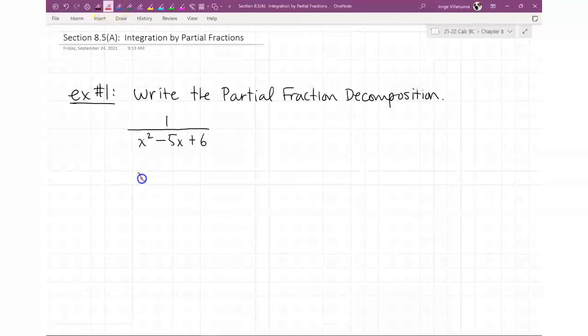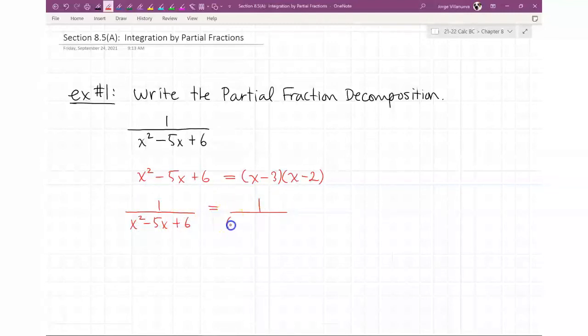Now, we know that x squared minus 5x plus 6 can be factored into x minus 3 times x minus 2. Okay, so what I'm going to do is say, all right, 1 over x squared minus 5x plus 6 is the same as 1 over x minus 3 times x minus 2. Right? That's the same thing.